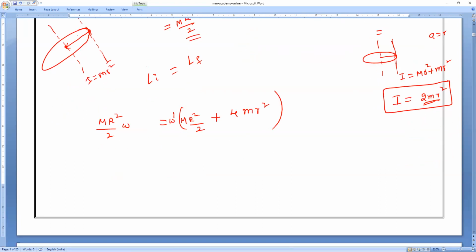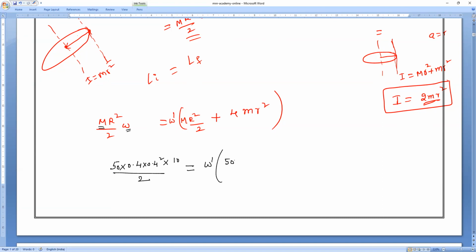Is everything clear, all of you? So what is the capital M? Capital M, the mass, how much is it? 50 into capital R, 0.4, let me take the whole square, so 0.4 into 0.4. And the initial angular velocity, how much? 10 divided by 2, which is equal to omega dash.